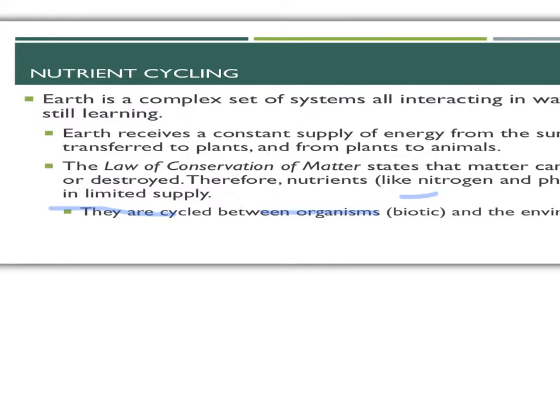Matter is different. There is a physical law, the law of conservation of matter, which says that matter cannot be created or destroyed. So when we talk about nutrients, not energy, but nutrients, such as carbon, water, nitrogen, and phosphorus, these are in limited supply, and therefore they are cycled between the biotic and the abiotic parts of ecosystems, between different organisms. You can think of it as a giant recycling plant. Everything is going to get cycled around. And so we're going to talk now about how things are recycled.